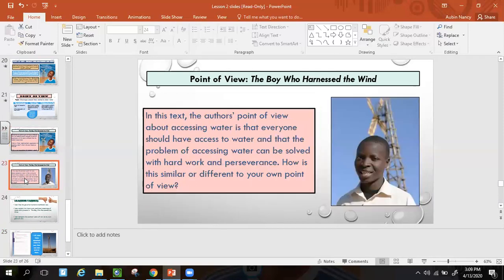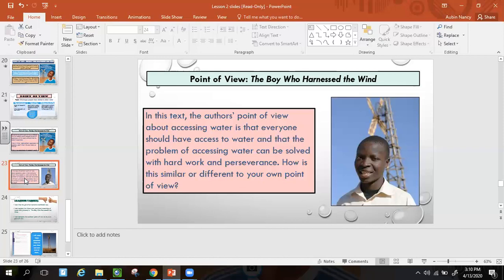So the point of view in this text about accessing water from his point of view, thinking about William's, is definitely going to be a little different. How he grew up is going to change his passion for this. So in this text, the author's point of view about accessing water is that everyone should have access to water, and that the problem of accessing water can be solved with hard work and perseverance. How is this similar or different to your own point of view? I want you to share that with me on your Google slide.